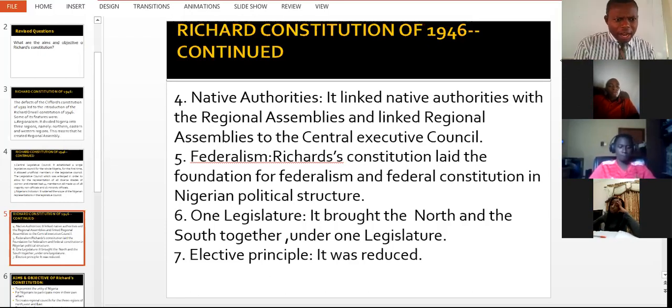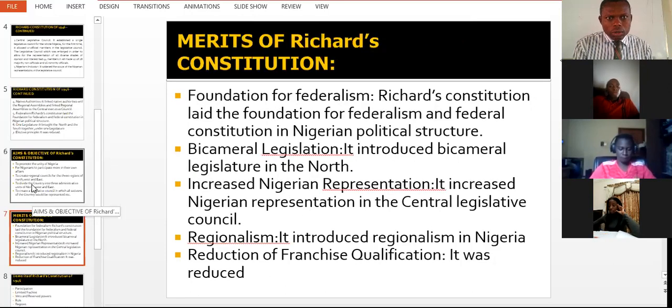All right, let's continue. Now, the next thing, let us look at the advantages of Richard Constitution. Now, we are done with the features. Now, let's go to the advantages of Richard Constitution. All right, you can see it now. The merits or advantages of Richard Constitution. Number one.